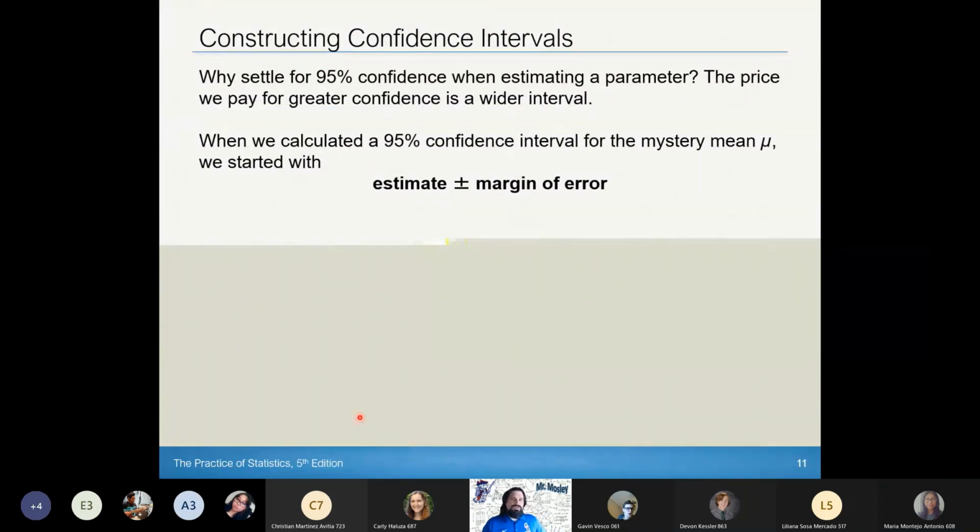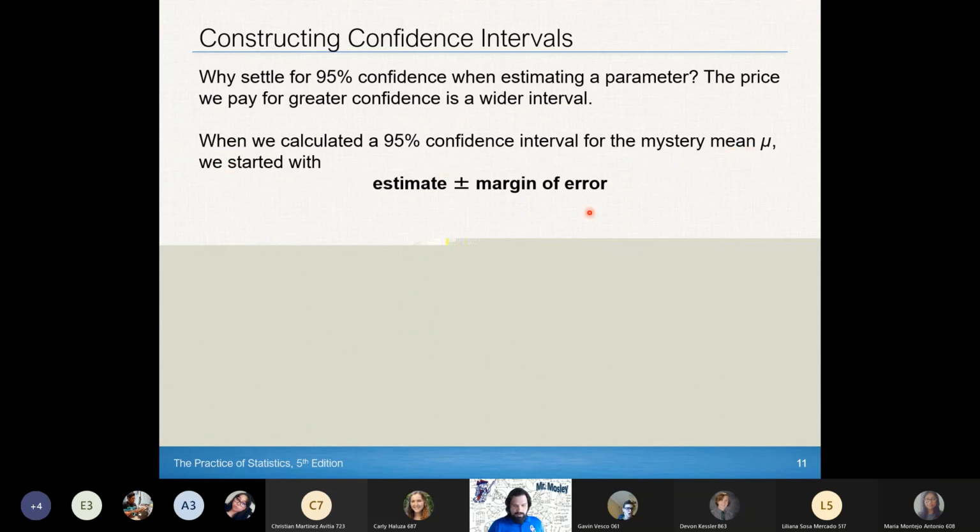So now, why would we choose to settle for just 95% confidence when estimating a parameter? Well, if we want a greater confidence, then we have to pay the price of having a wider interval, meaning there's more plausible numbers. Right? When we calculated a 95% confidence interval for the mystery mean mu, we started with the estimate plus or minus the margin of error.